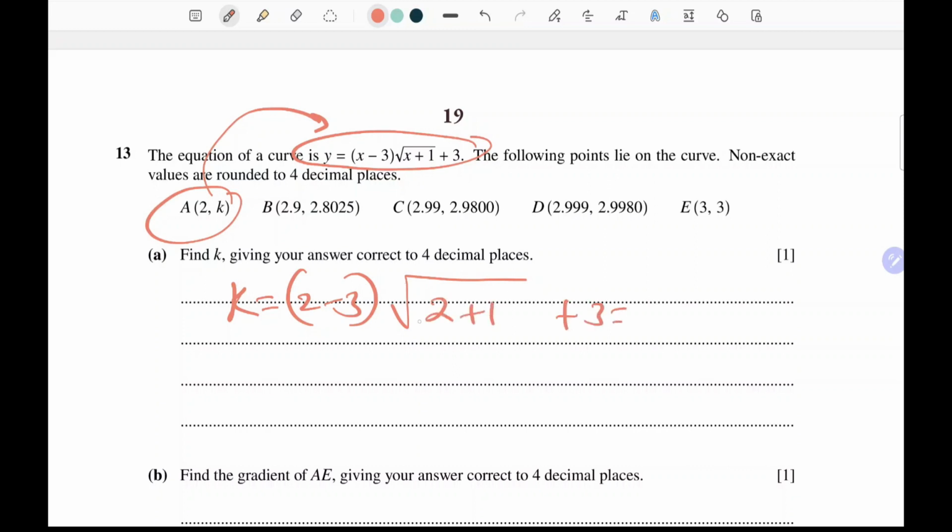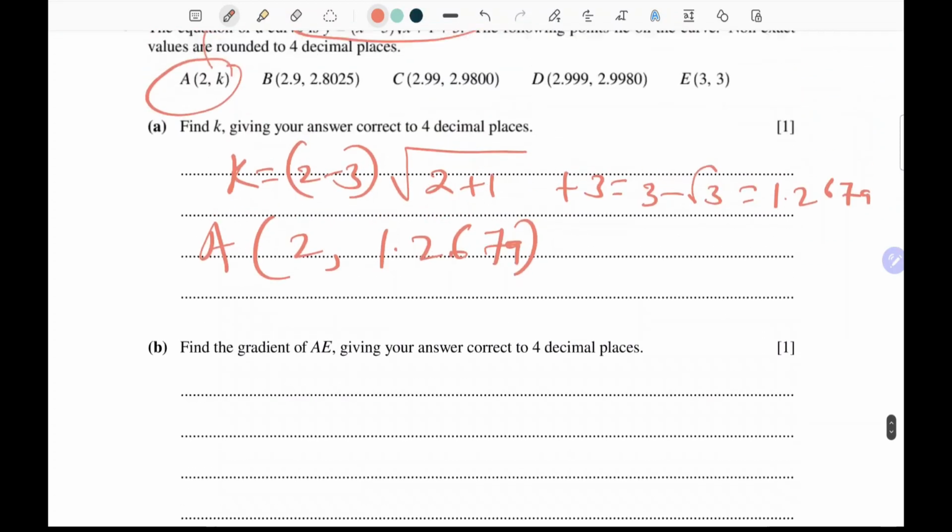Let me use the calculator. 2 minus 3 is minus 1, so minus root of 2 plus 1, which is 3, and plus 3. So this is 3 minus root 3. But of course, we have to write the decimal value: 1.2679, 4 decimals, that's fine. So k we got. Actually, the coordinate A will be 2 comma 1.2679.